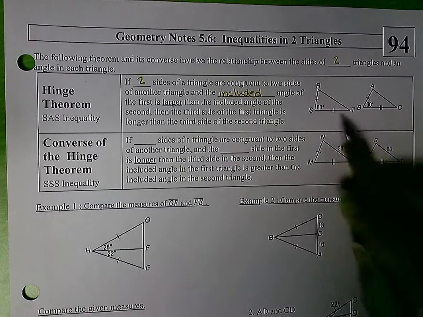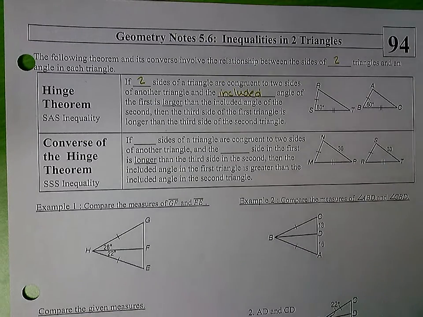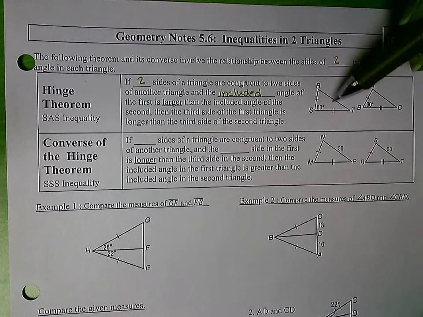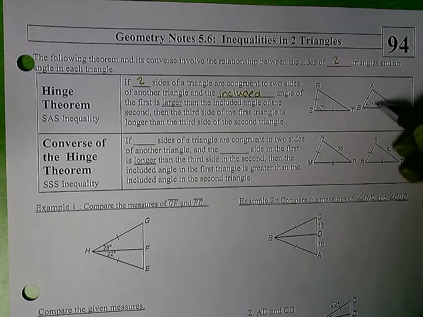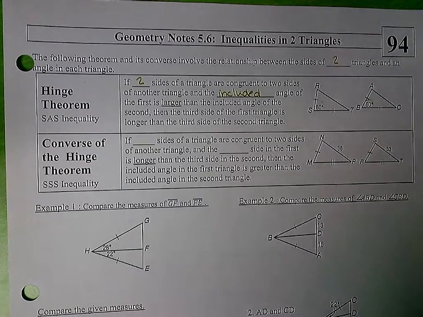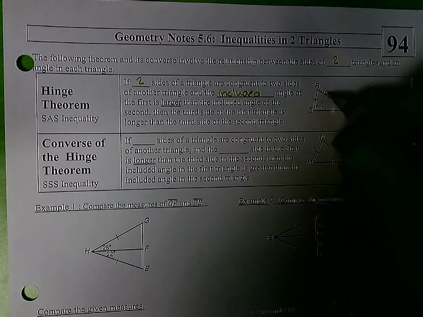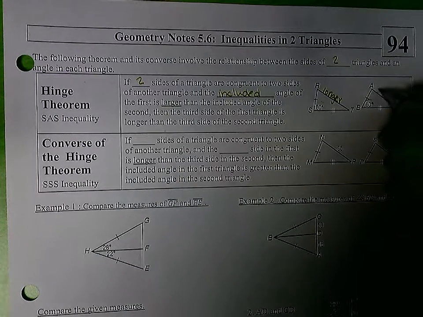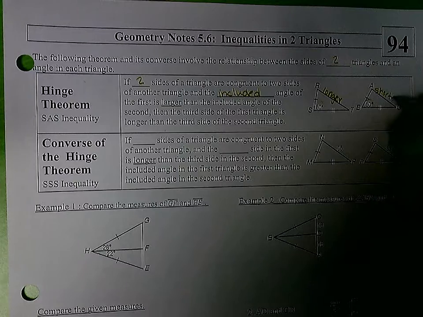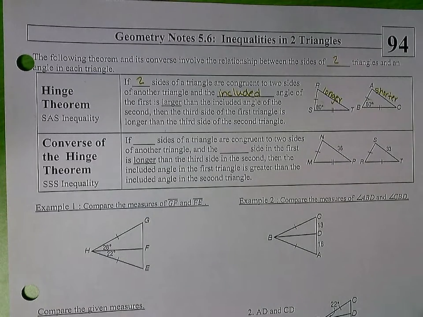So if I have my two triangles here, the bigger angle has the bigger side. Yeah, the bigger angle has the bigger side. So since 80 degrees is larger than 60 degrees, this side RT here is the longer side. And then AC would be shorter. Okay, so we're comparing our sides and our angles within these triangles using this hinge theorem.